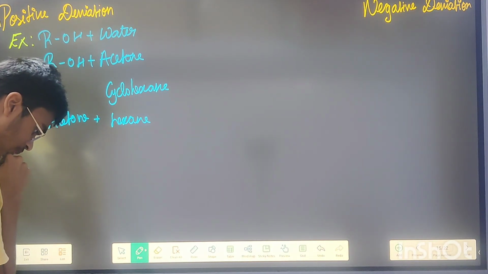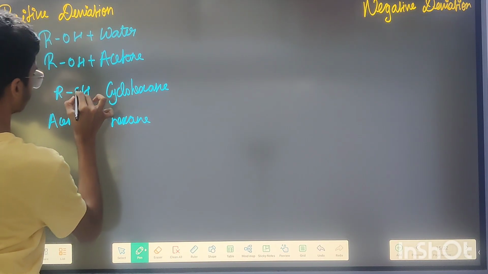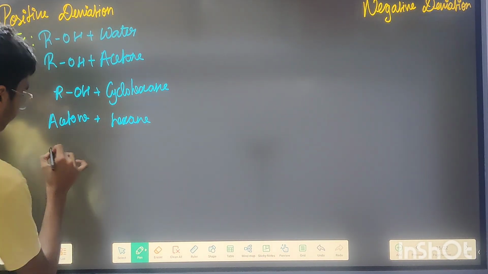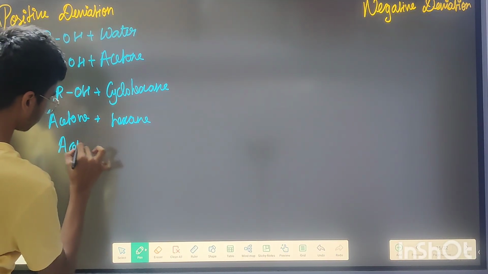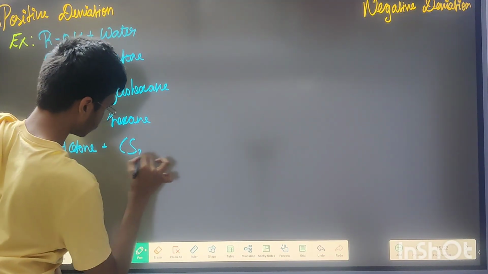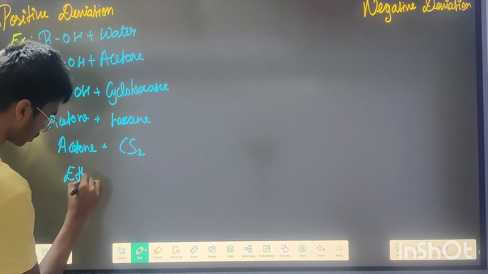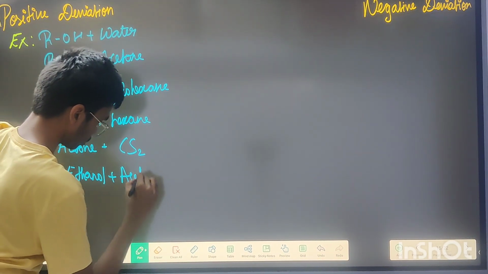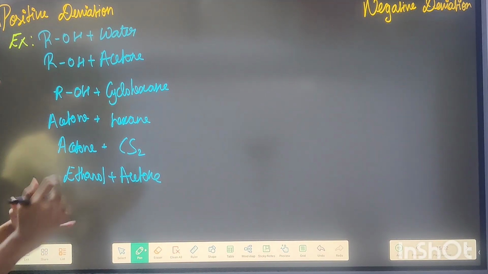Acetone, and then the cyclohexane is to again ROH. Then you are having acetone again. Acetone plus carbon disulfide. Then you are having ethanol plus acetone. See, remembering everything like this is kind of tough.